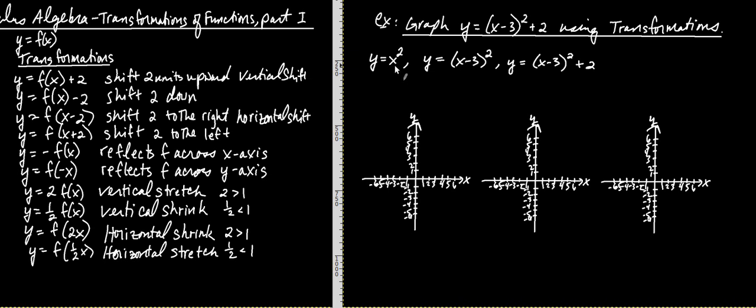Let's pick some points. So x squared goes through 0, 0, it goes through 1, 1, and it goes through 2, 4. Okay, let's label all these points. So this is 2, 4, and this is 1, 1. 0, 0 we'll leave as it is, it's the origin. Negative 1, 1, and we also have negative 2, 4, which we'll label as well.